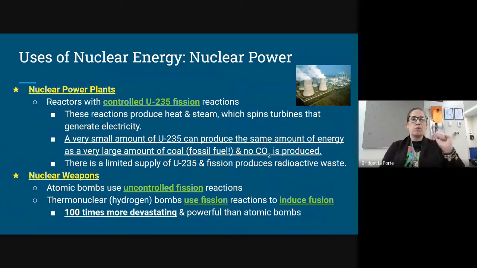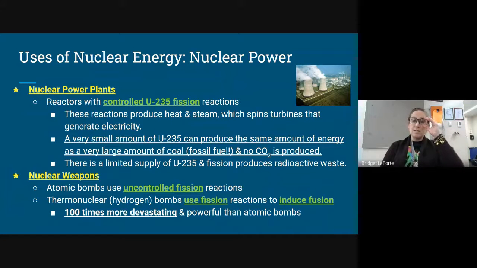What's really great about nuclear fission power plants is that a very, very tiny amount of this uranium-235 can power a huge amount of space for a huge amount of time, much more so than traditional fossil fuels like gas and coal. But again, the downside is that A, we don't have a lot of uranium-235, meaning it's in limited quantities, and it produces that radioactive waste, which is not the greatest, and we don't have a way to dispose of it safely. It just kind of sits for eternity.